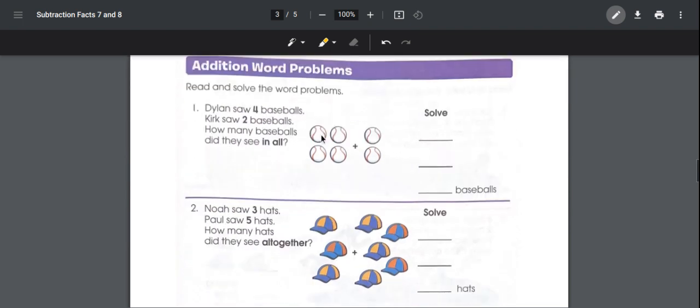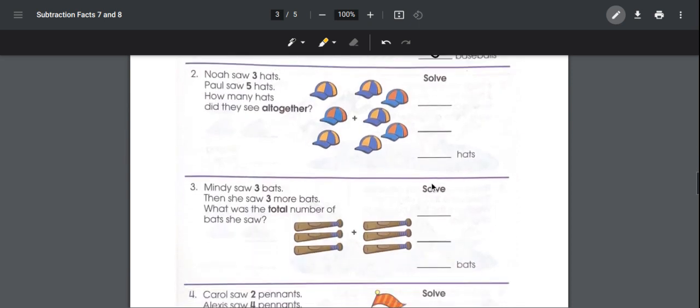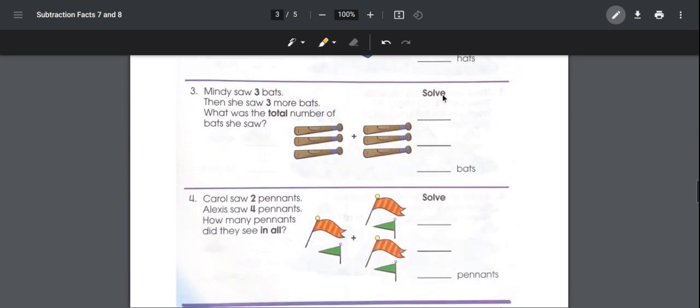Okay, the next one is addition word problems. We can use the word problems to add the number of baseballs. So Dylan saw 4 baseballs. So we write 4 here. And then Kirk saw 2 baseballs. So it's 4 plus 2. And then how many baseballs did they see in all? So we add these two. So 4 plus 2 is 6.